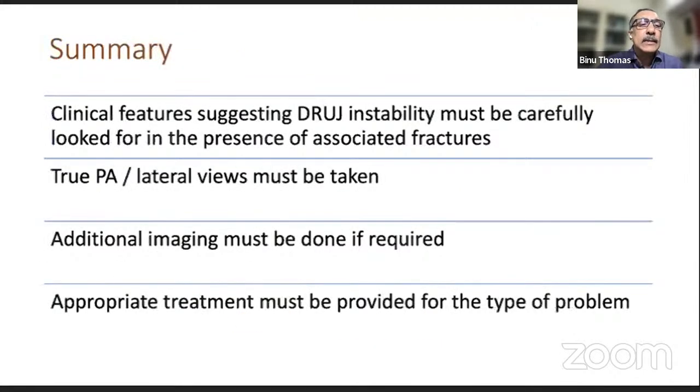So to summarize, clinical features suggesting DRUJ instability must be carefully looked for in the presence of associated fractures. X-rays are important. True PA and lateral views must be taken. Additional imaging such as CT scans and MRIs must be done. And arthroscopy is the gold standard in diagnosis of ligamentous injuries. And appropriate treatment must be provided for the type of problem.